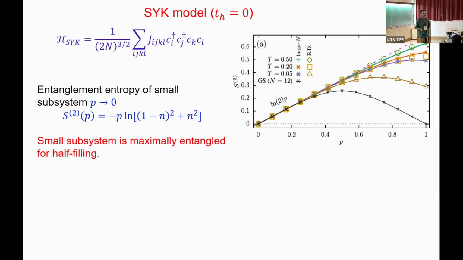How do you do this analytically? You solve the G sigma? Yeah, basically if p is small, the subsystem is much smaller, so you expand in p.